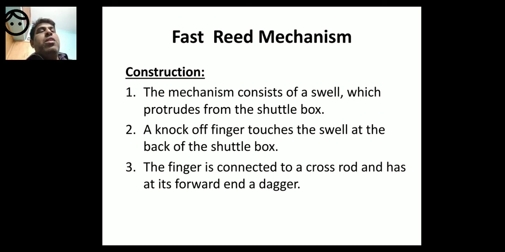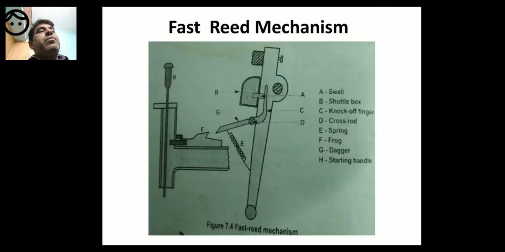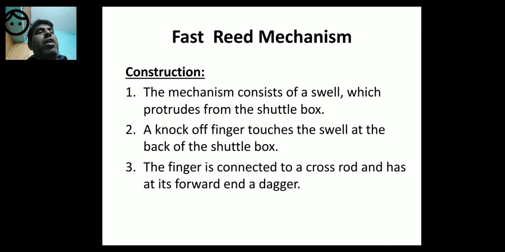Next, the finger is connected to a cross rod and has at its forward end a dagger. The front end of the knockoff finger is the dagger, that is G. So the finger is connected to a cross rod and has at its forward end a dagger. There is a dagger.